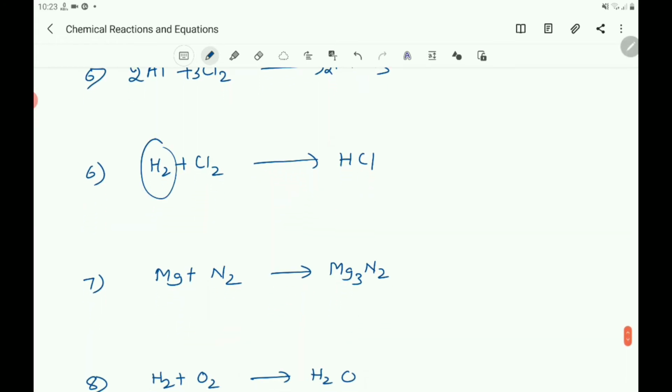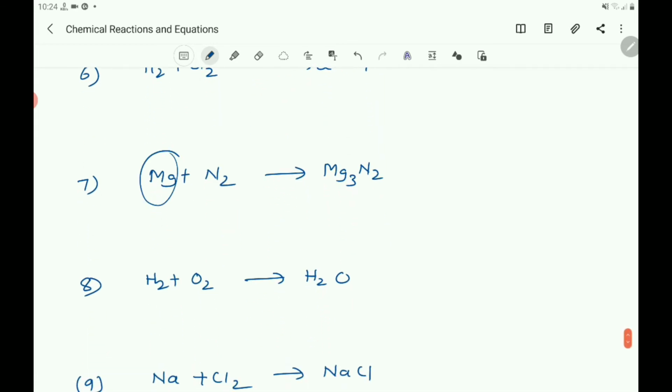Again, hydrogen reacts with chlorine to form hydrochloric acid, HCl. It is also a chemical combination, as two reactants combine to give a single product HCl. Now we balance. Here in HCl, both of them have only one atom, one hydrogen atom and one chlorine atom. So here 2 and 2, so you multiply it by 2. Then here 2 hydrogen and 2 chlorine. So you got the balanced chemical equation.